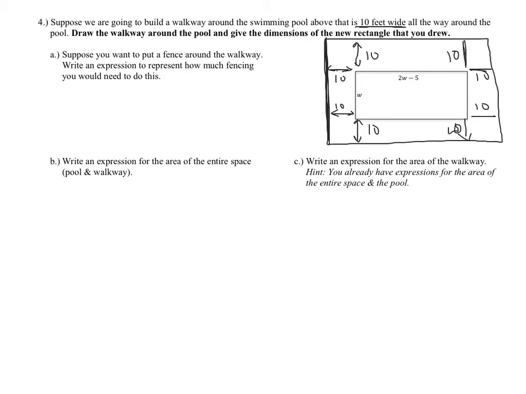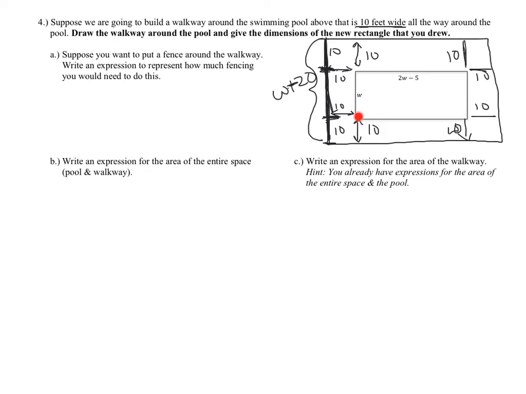So let me see if I can even make you a better visual. From here to here is W, and from here to here is 10, and from here to here is 10. So this whole length right here is going to be W plus 20, right? Because this is W, and then we're adding on 10 to both sides, so we're adding on 20.